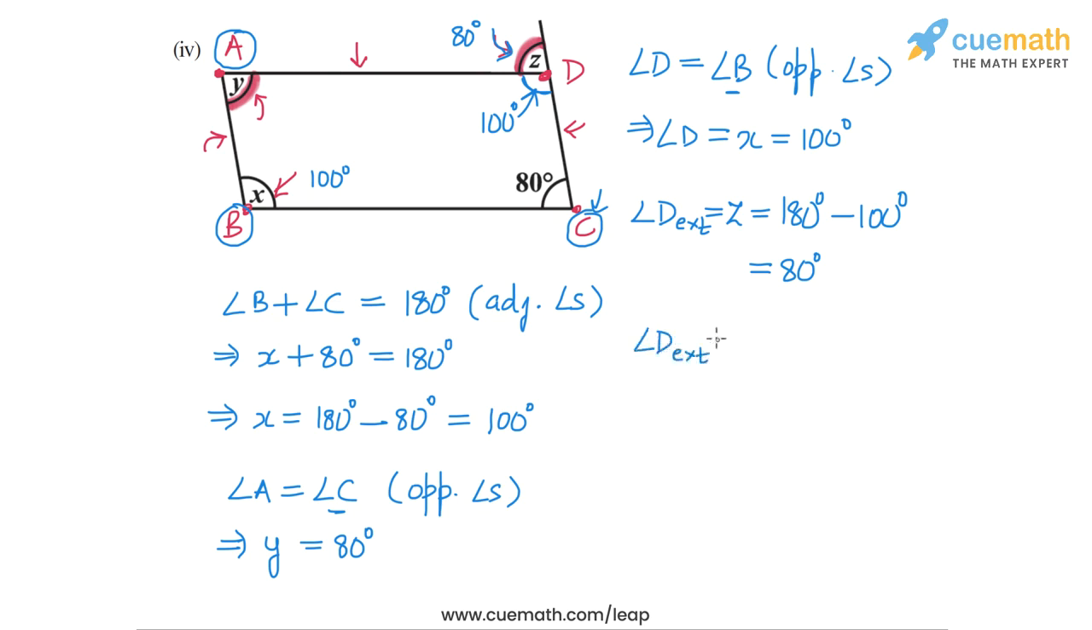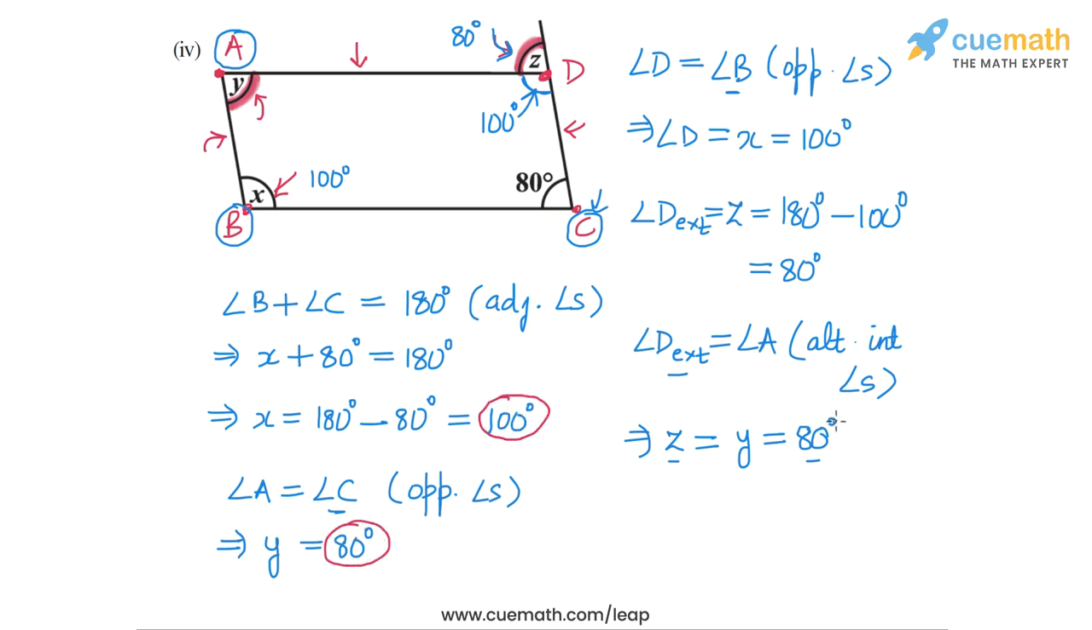So the exterior angle at D is equal to the angle at A because these are alternate interior angles, and this means that Z, the exterior angle at D, is equal to the angle at A, which is Y, and Y is equal to, we have already calculated it, 80 degrees. So we again get the measure of Z as 80 degrees. So the answer in this case is the measure of X is 100 degrees, the measure of Y is 80 degrees, and the measure of Z is 80 degrees as well. And this completes part 4.